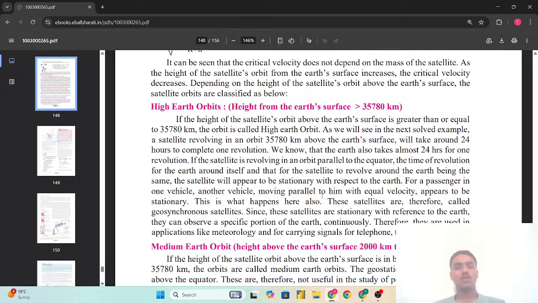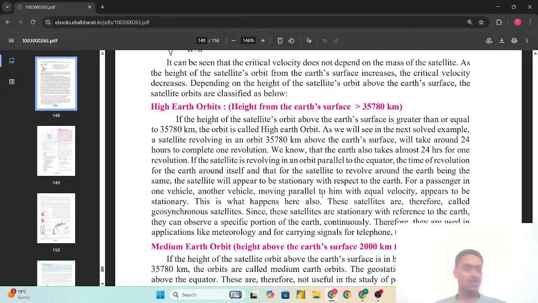और इसी की वजह से जब parallel move हो रहा है, so they appear to be stationary. इसी के वजह से such type of the satellites are called the geosynchronous satellites. Since these satellites are stationary with reference to the Earth, they can observe a specific portion of the Earth continuously. Therefore, they are used in applications like meteorology and for carrying signals for the telephone, television, radio, etc.